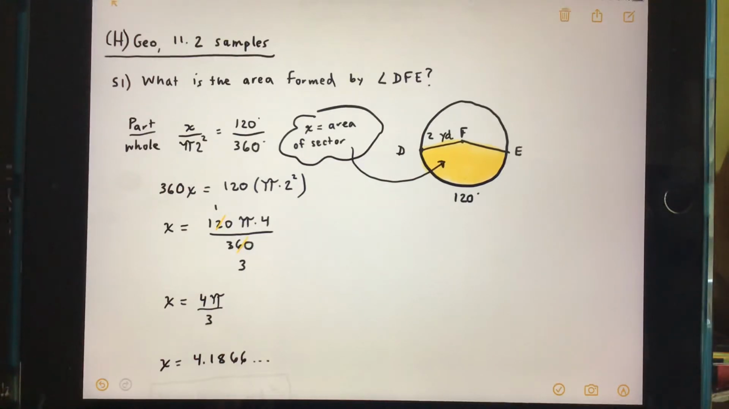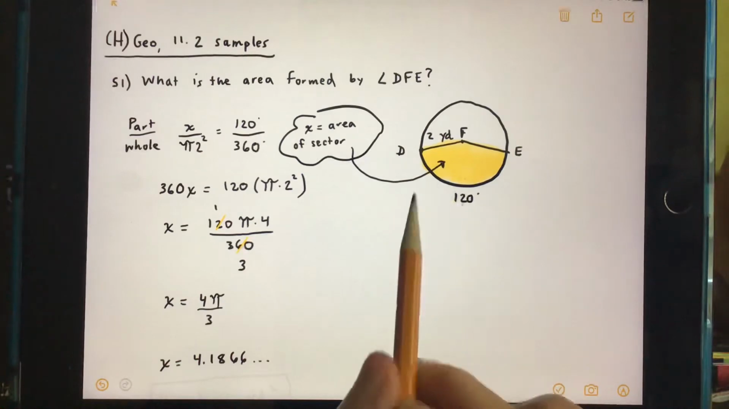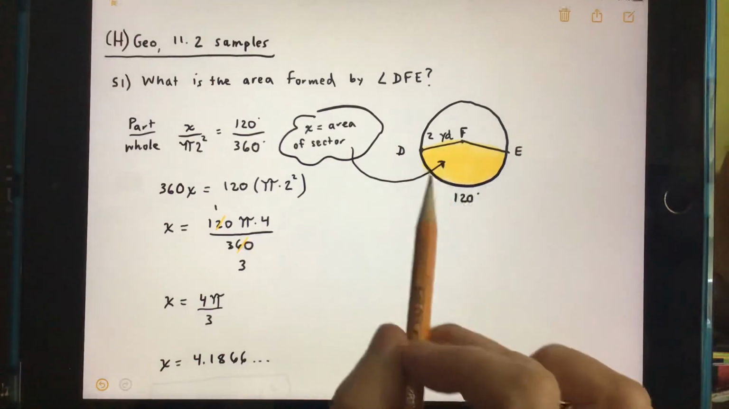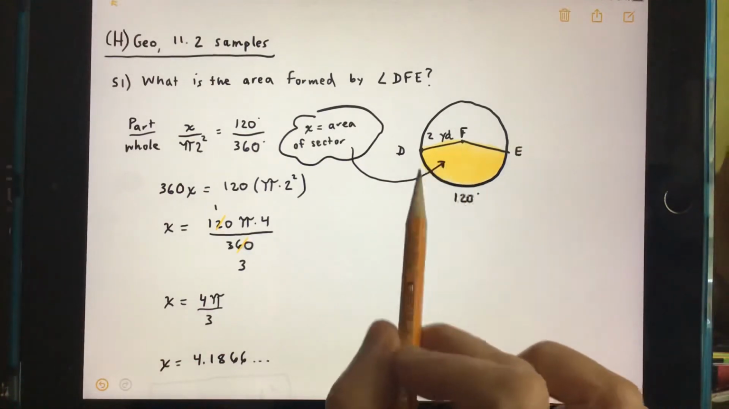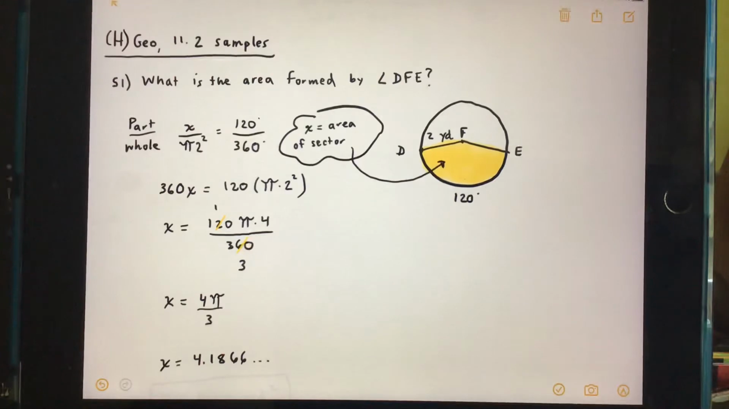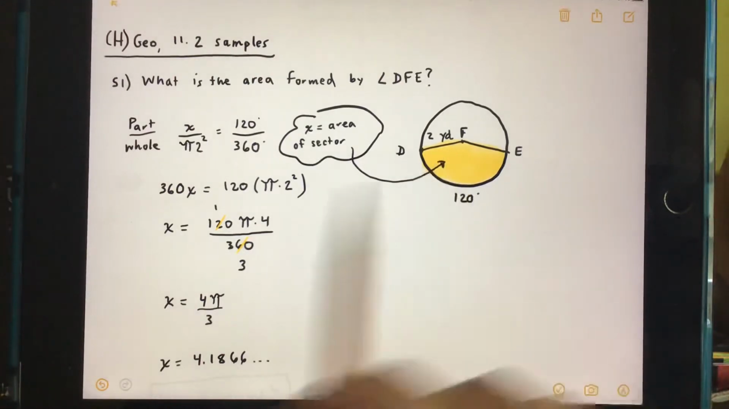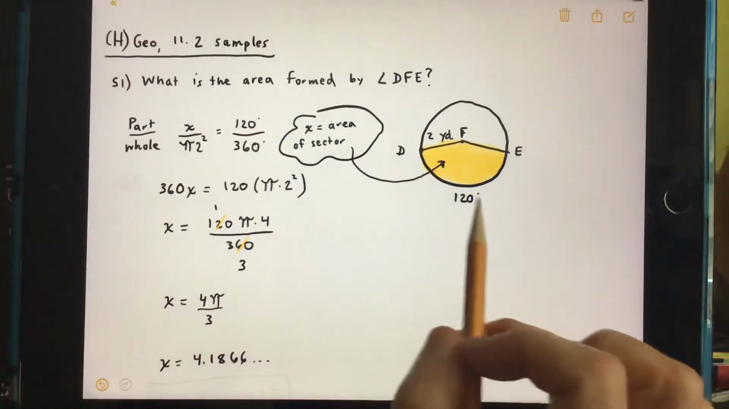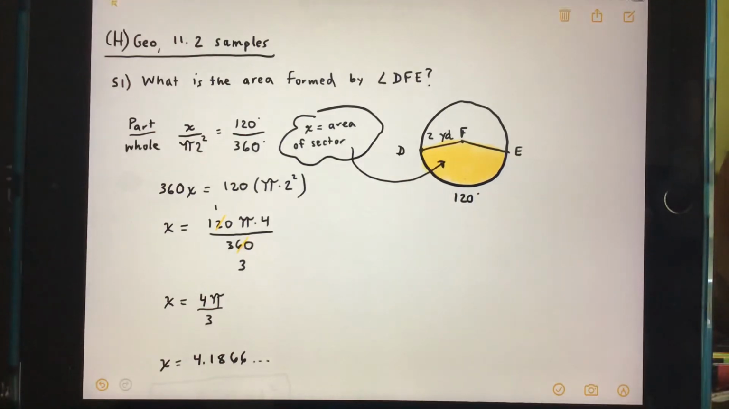All right, so sample 1 asks you to figure out the area formed by angle DFE. So I've actually colored in the sector that is the area formed by angle DFE. So that's what we're trying to figure out. How many yards squared is this area, given the information that the radius of the circle is 2 yards and that the measurement of this sector from D to E here is 120 degrees.